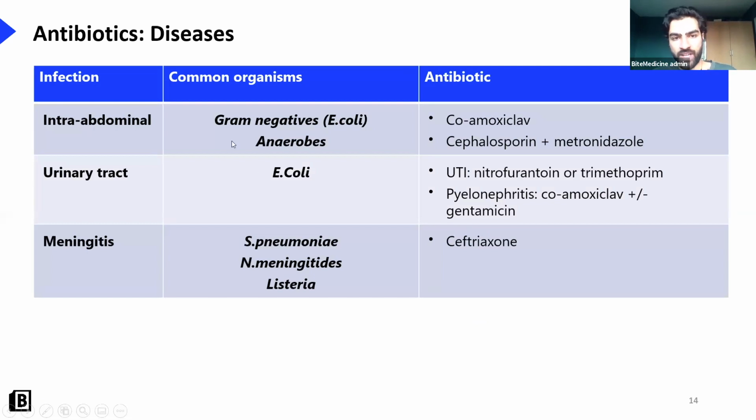Intra-abdominal infections, most commonly caused by gram-negative bacteria like E. coli or anaerobic bacteria. These are the bacteria that live in your gut, and we'd use things like co-amoxiclav or a cephalosporin plus metronidazole. So metronidazole is really good at covering anaerobic bacteria, which is why we use it here. When I say intra-abdominal infections, I'm talking about things like cholecystitis, appendicitis, intra-abdominal abscesses and collections.